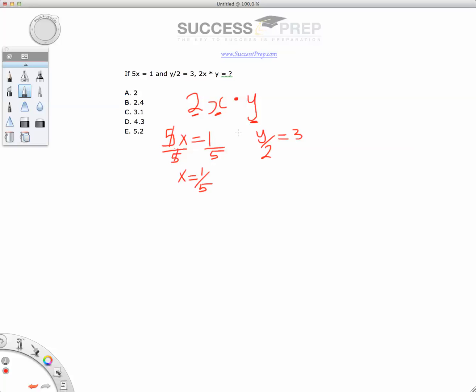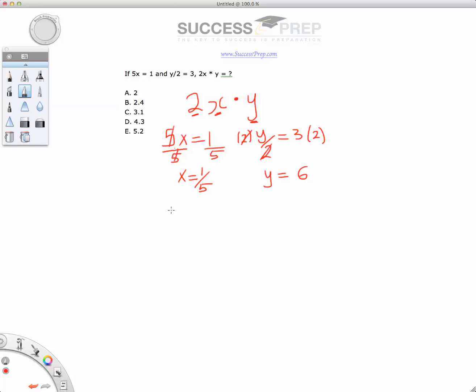So what we have to do is go ahead and multiply both sides by 2 and do the same thing here. The reason we're doing that is we're putting this 2 here so that it can actually eventually cross out with this 2 underneath, leaving y by itself. So what we have now is y equal to 6.